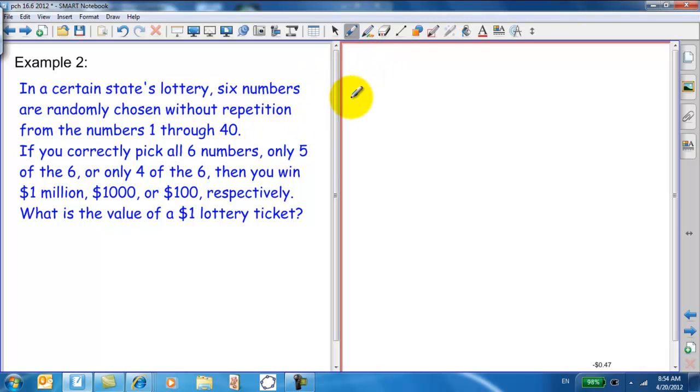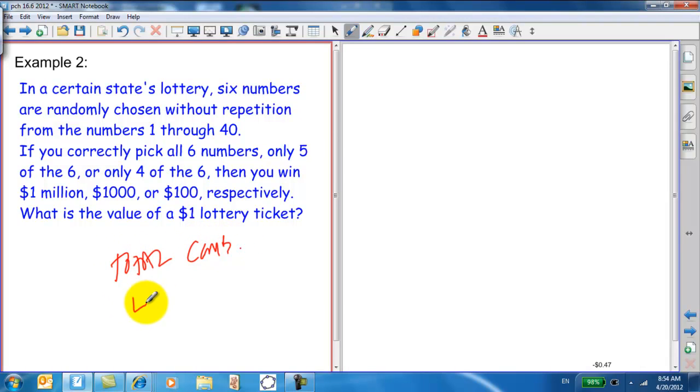Correctly picking all 6 numbers. Well, there's a total combinations of 40 choose 6. We'll go to our calculator on that one. 40 choose 6 is probably going to be pretty big. Get out your nCr in the catalog. 40, 6. And we end up with 3,838,380. Okay.